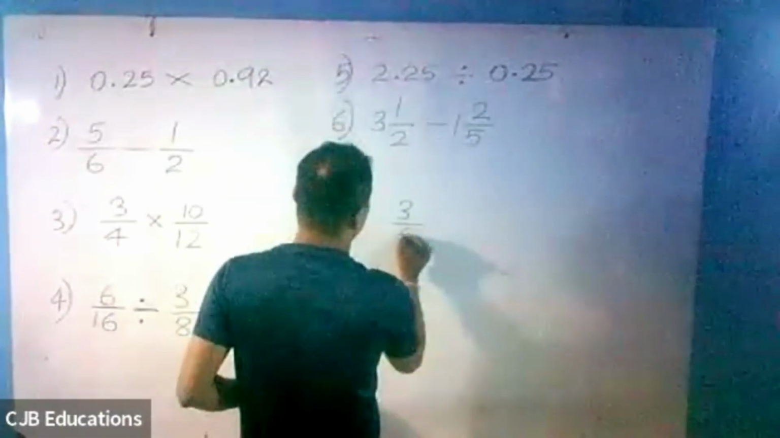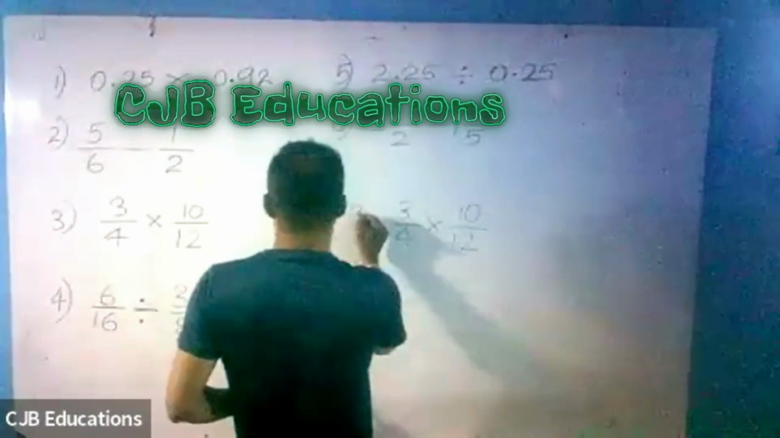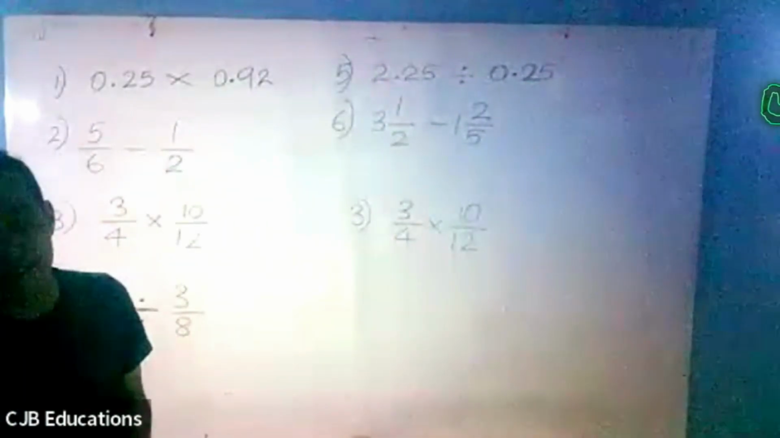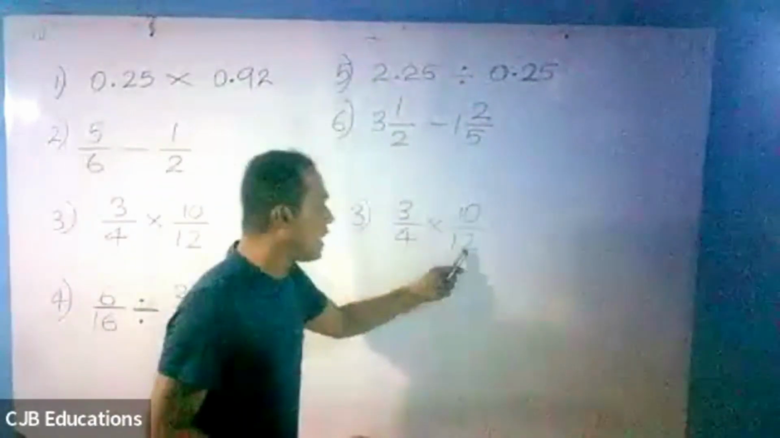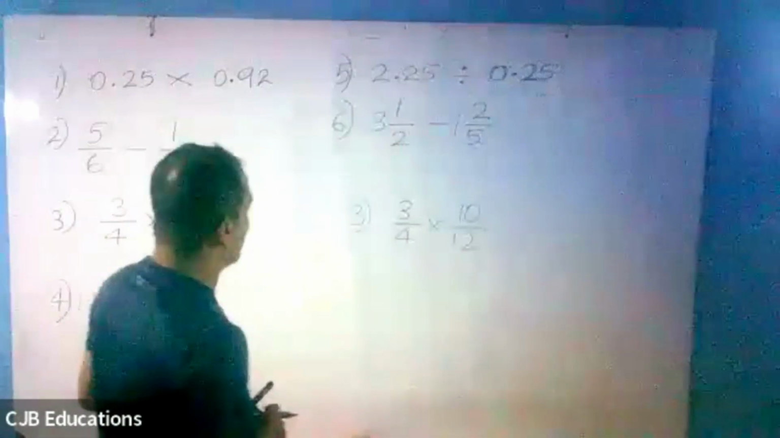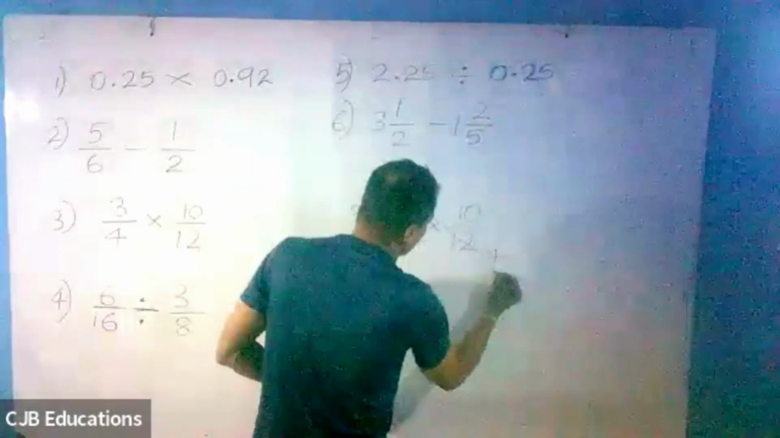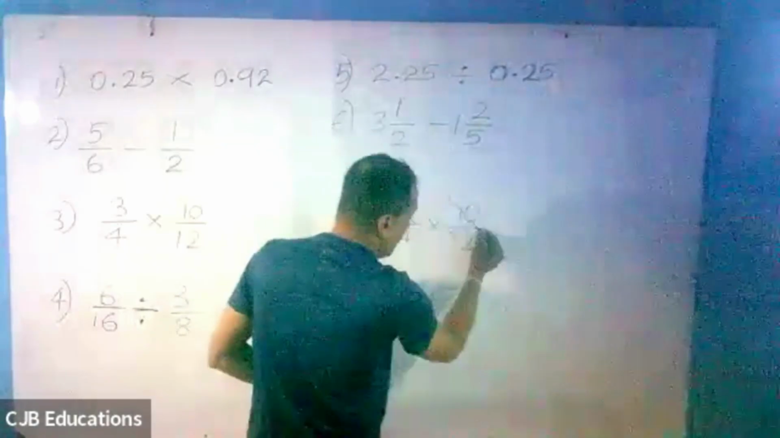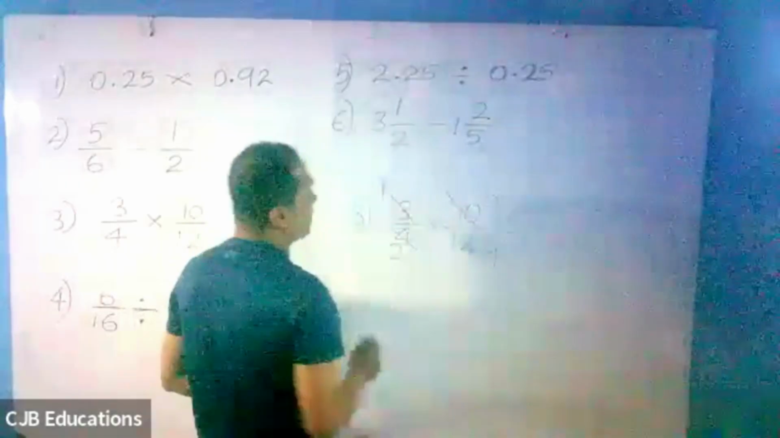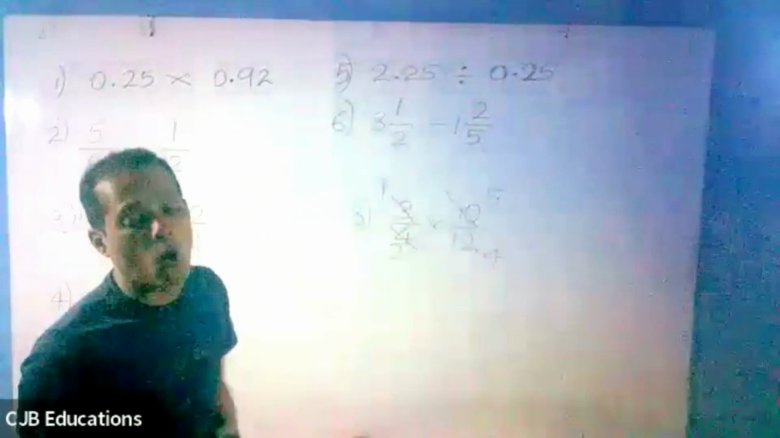Right, 3 over 4 multiplied by 10 over 12. This is the third question. Here we can see there are two deductions, right? We can deduct this 3 with 12, and 4 with 10. 3 times 1 for the 3, 3 times 4 for the 12, 2 times 5 for the 10, 2 times 2 for the 4. Right? We use all the deductions here, there are no more deductions.